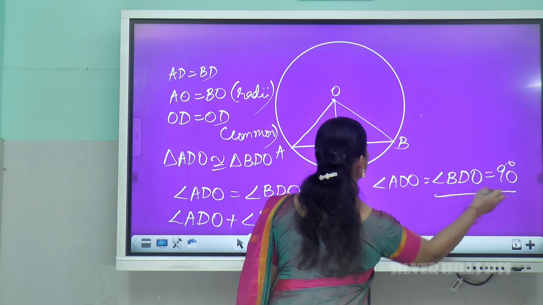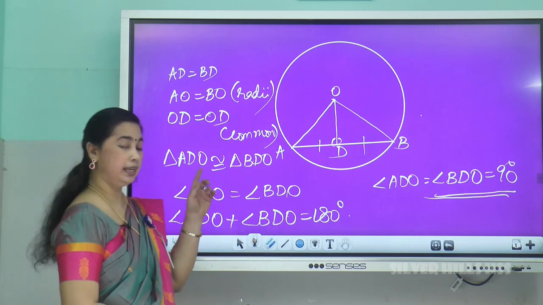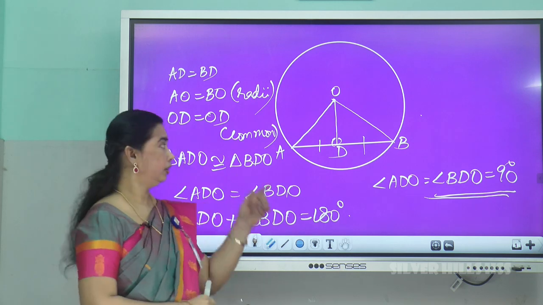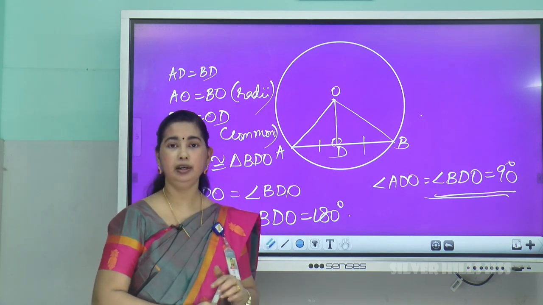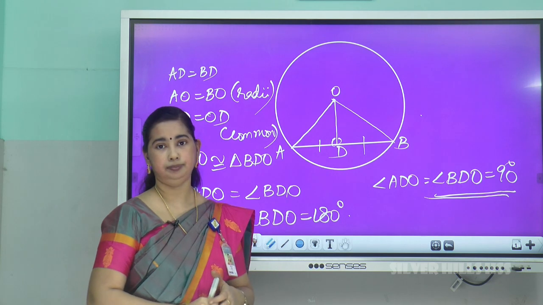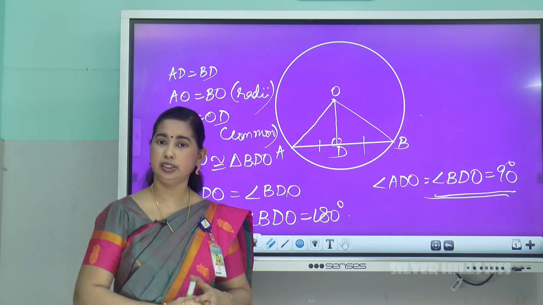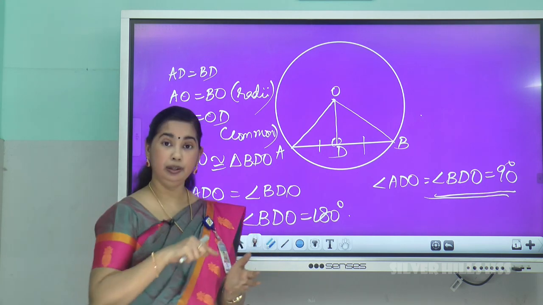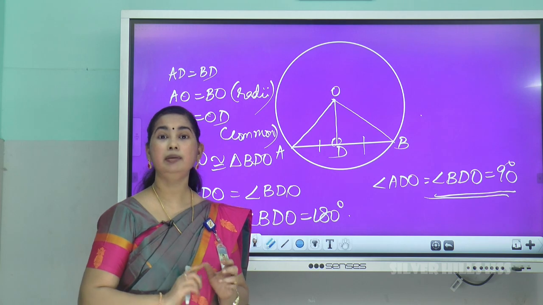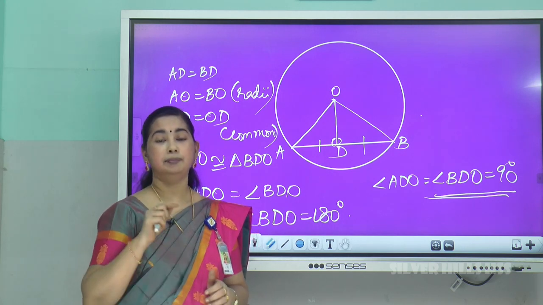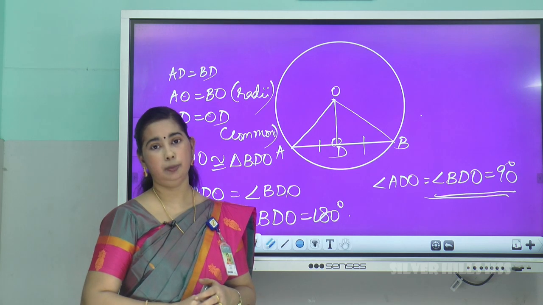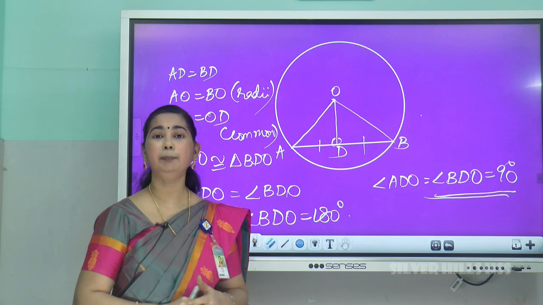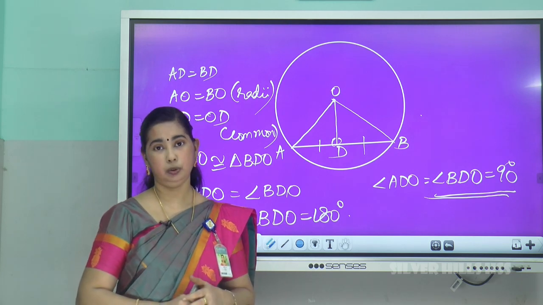That means OD is the perpendicular to the chord AB. So we can prove that OD is perpendicular to chord AB. So in this session we were discussing what a circle is and how to find the center, and also the important concepts: the perpendicular drawn from the center to the chord bisects the chord, and also the line joining the center and the midpoint of the chord will be perpendicular.